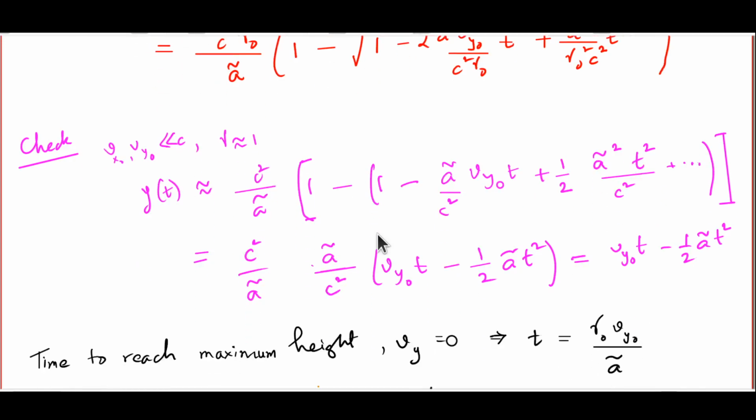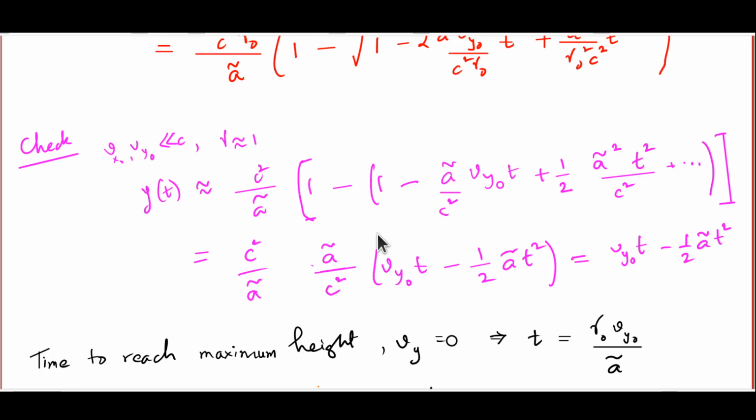Now to find out how long it climbs, that is at what time does it reach maximum height, all you have to do is equate Vy to 0, and that immediately gives us a result that the time to reach maximum height is gamma 0 times Vy0 by A tilde. Let me point out once again that for the low velocity limit, this agrees perfectly well with our well-known result that time to reach maximum height is given by Vy0 by the acceleration. Here there's an extra factor of gamma 0, but what may be a bit surprising is that the gamma that you have here is the initial gamma for the particle.